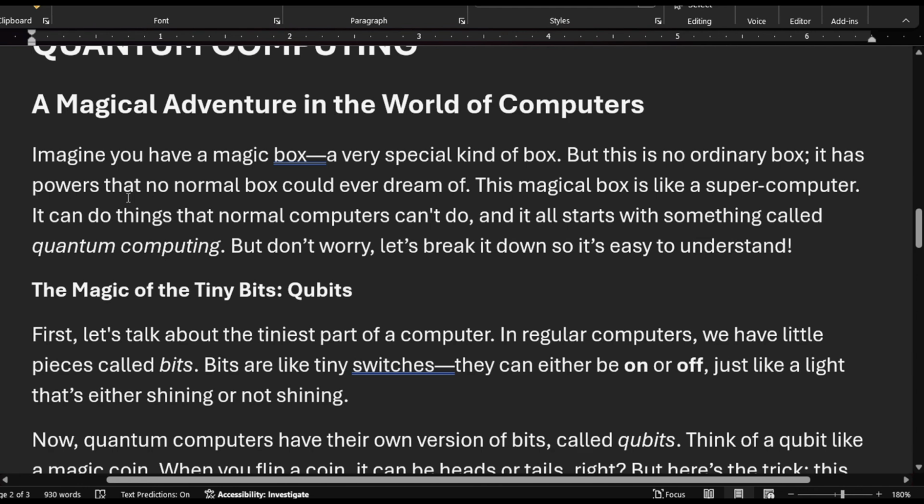Imagine you have a magic box, a very special kind of box, but this is no ordinary box. It has power that no normal box could ever dream of. This magical box is like a supercomputer. It can do things that normal computers can't do, and it all starts with something called quantum computing. But don't worry, let's break it down so it's easy to understand.